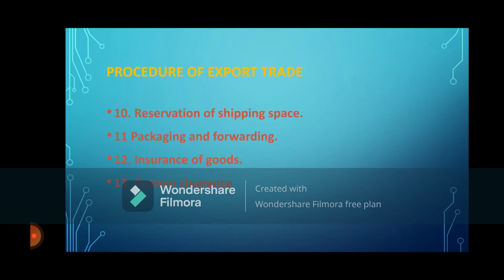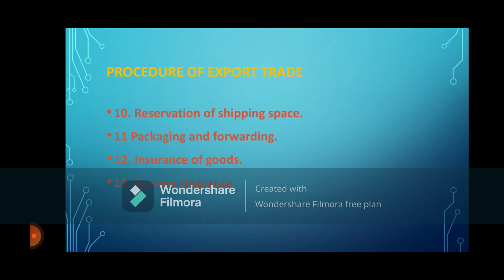The exporting firm applies to the shipping company for booking a shipping space. On accepting this application, the shipping company issues a shipping order. A shipping order is an instruction to the captain of the ship to receive specific goods on board after custom clearance. And the next step is packaging and forwarding. The goods are then properly packed and marked with necessary details such as name and address of the importer, weight.